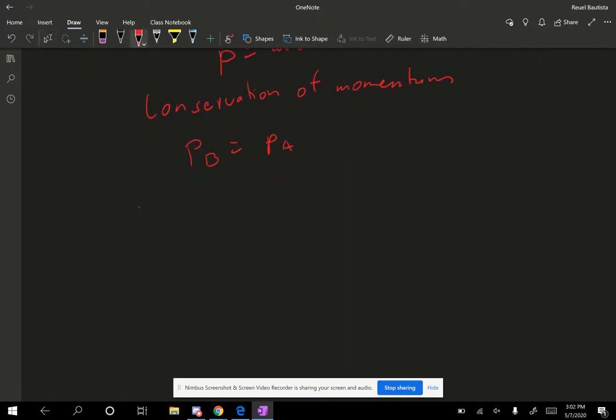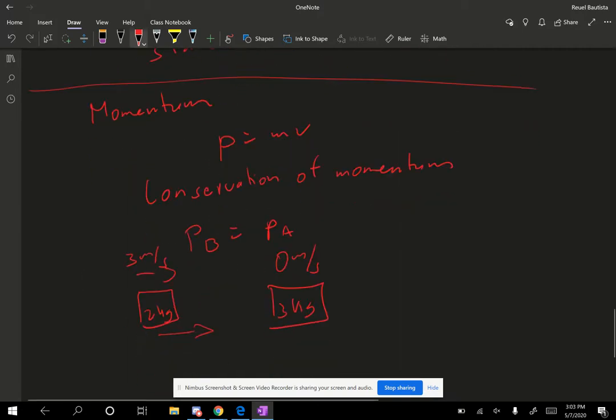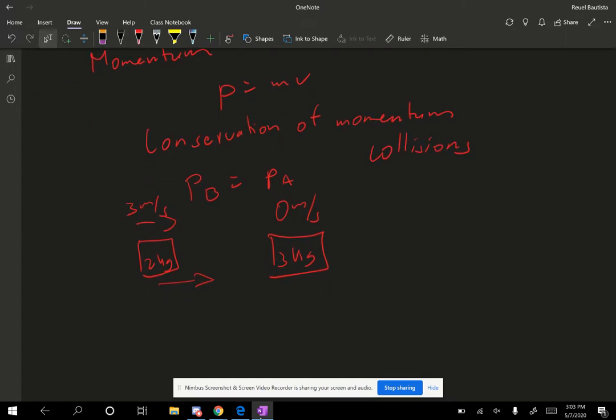So let's say we have an object, this is a 2 kilogram object moving at 3 meters per second. And let's say we have another object here, let's make this 3 kilograms, and this object is at rest, so it's at 0 meters per second. This object is going to keep going to the right until it hits the 3 kilogram object, so they're going to collide. Momentum typically deals with the concepts of collisions. So let's say that this 2 kilogram object is going to collide with this 3 kilogram object.